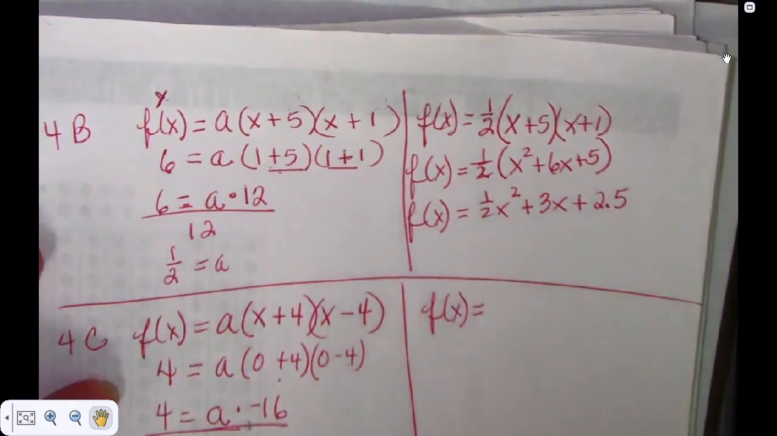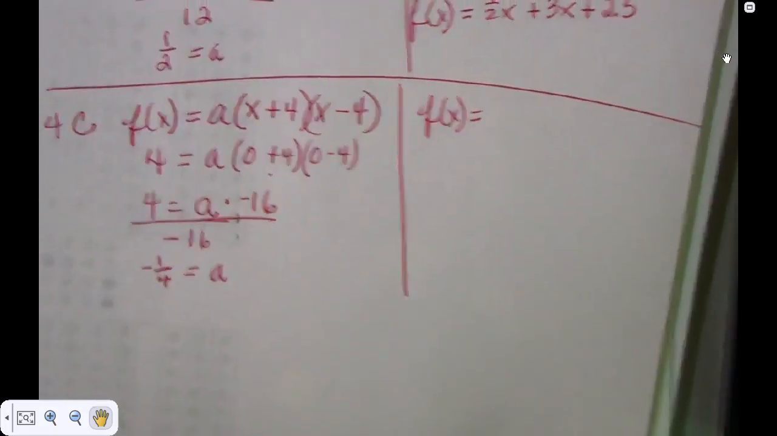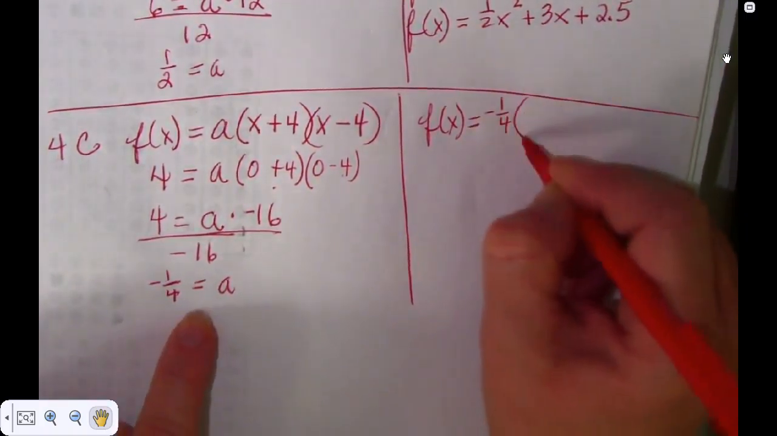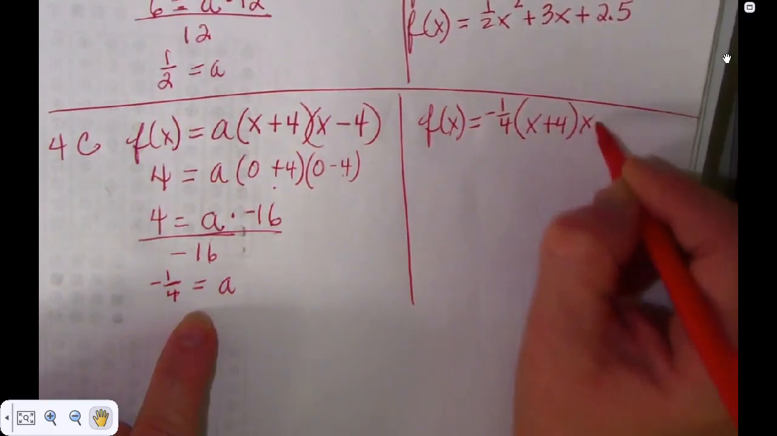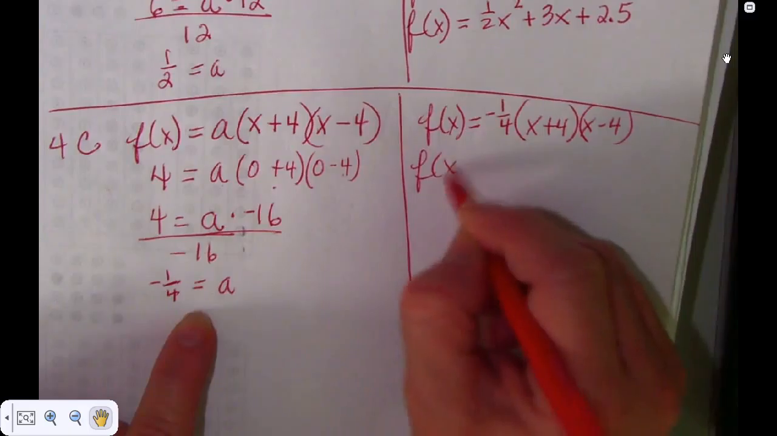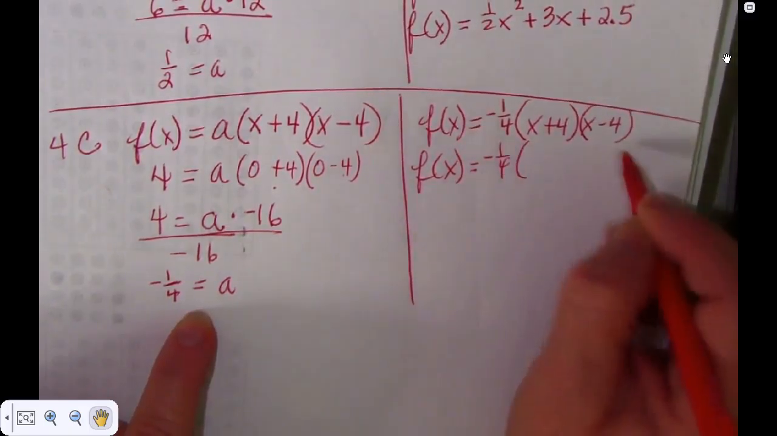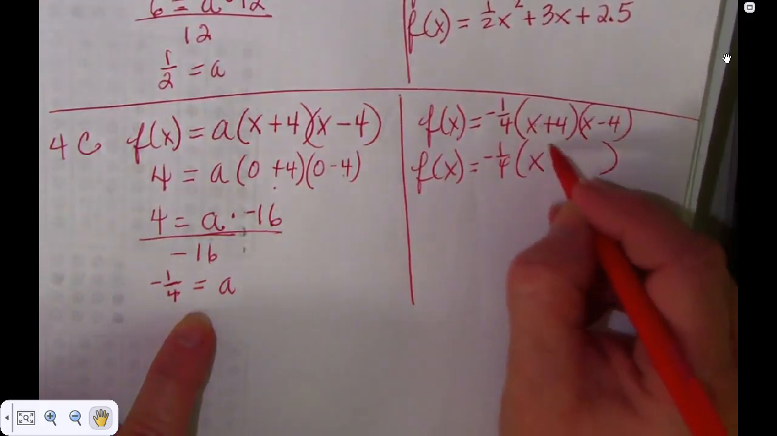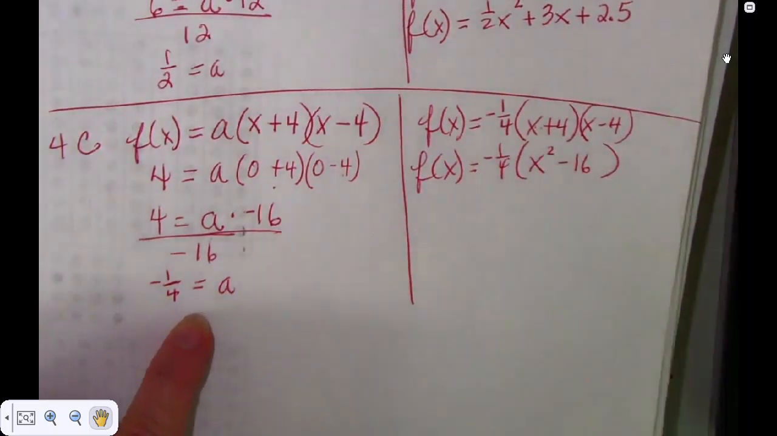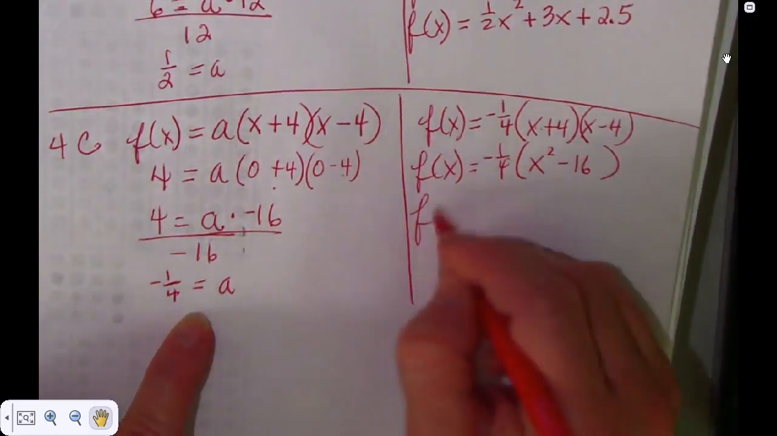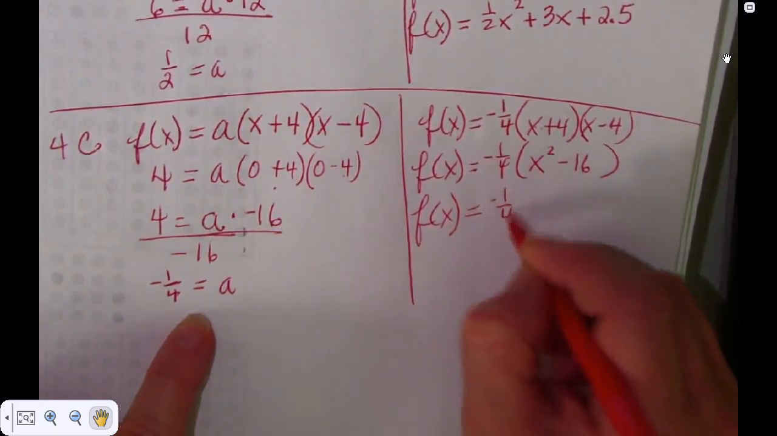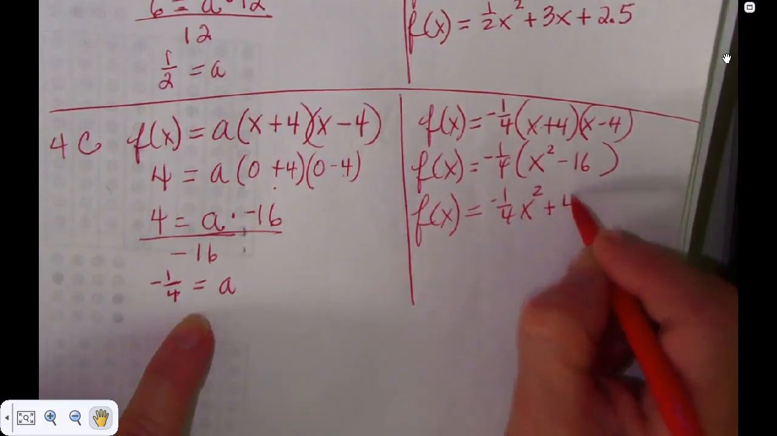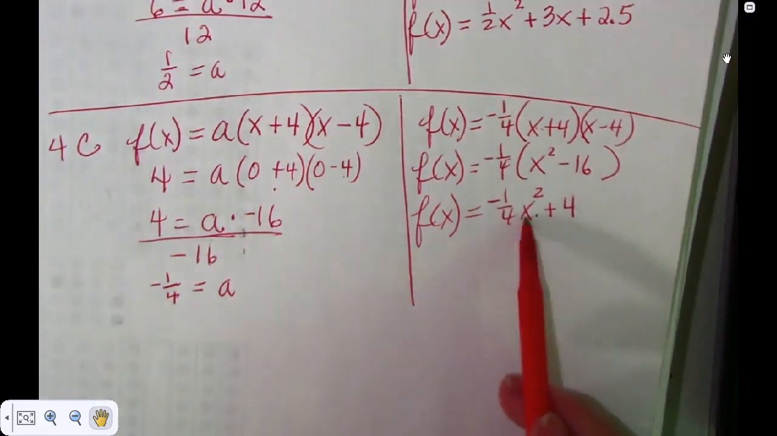Now we're ready to write, now that we know A. Got to do the full. Who knows already what happens here? Cancel out the middle term, right? So it's going to be x squared minus 16. So -1/4 x squared plus 4.